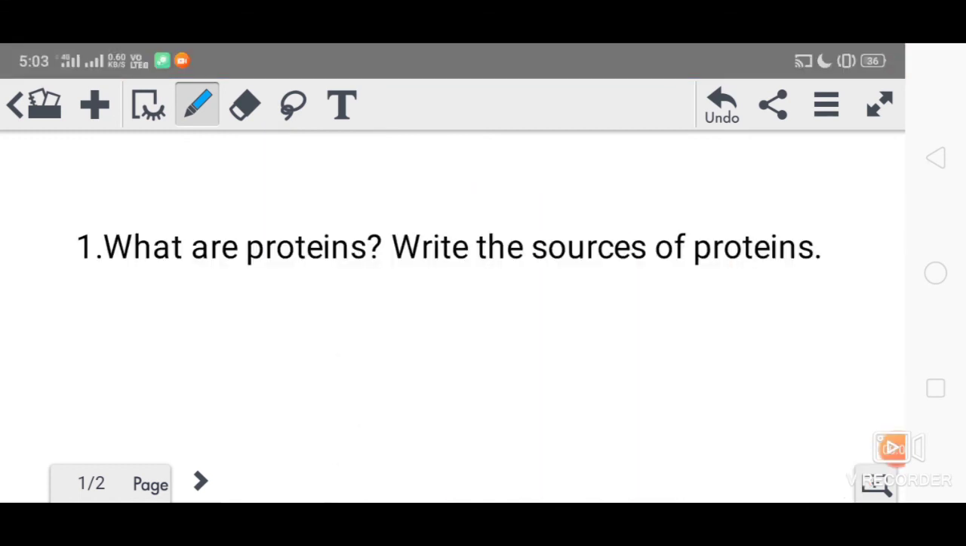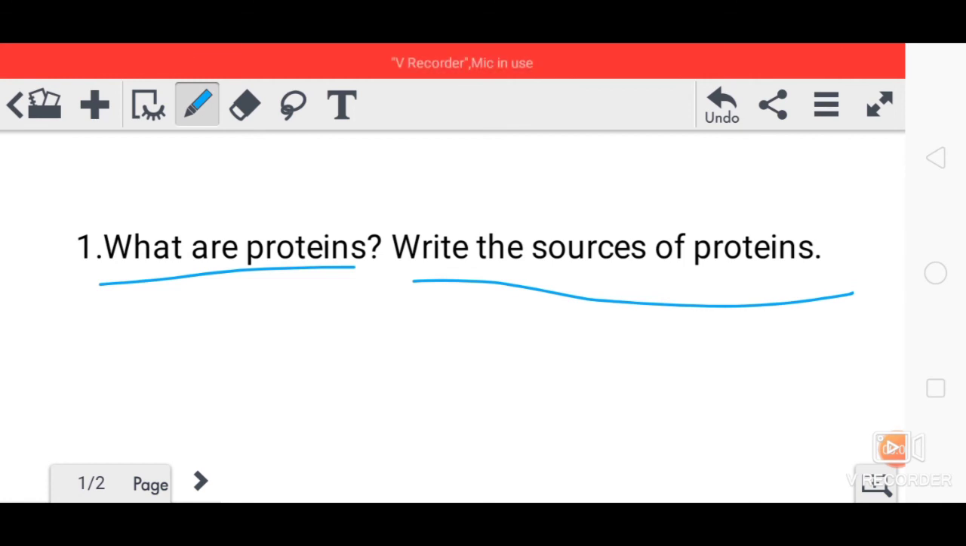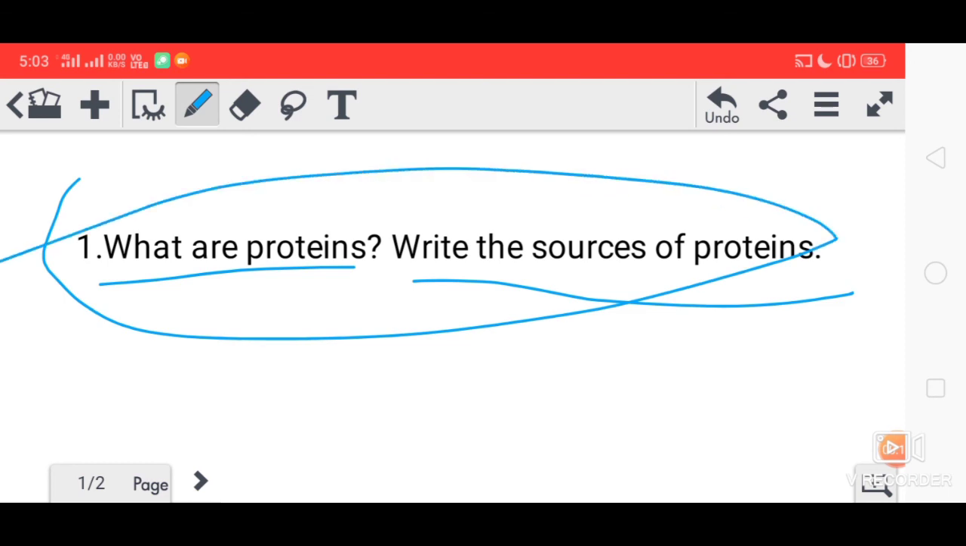Oh, sorry, I forgot to mention this part. You have to do this question: What are proteins? What are the sources of protein? Just now we have discussed it in detail. So you will do this one question about protein.